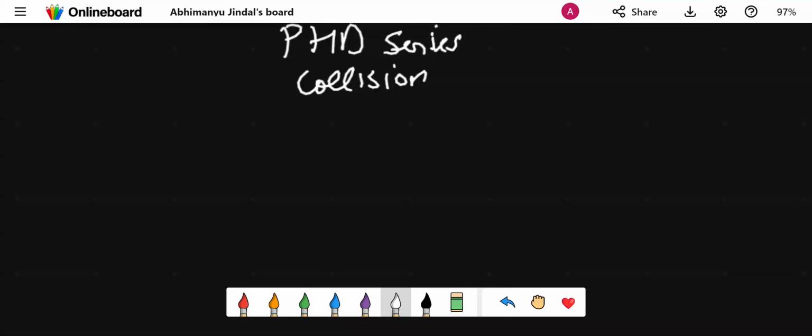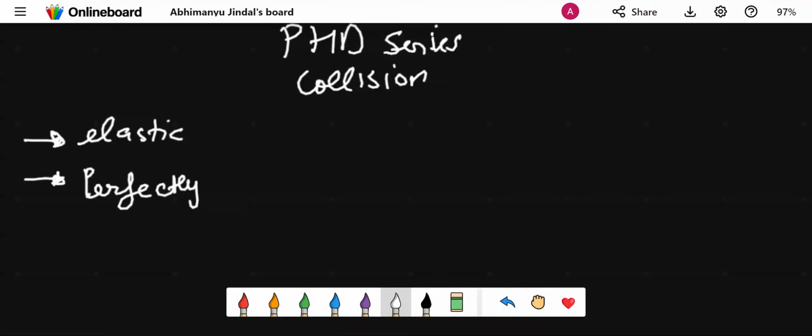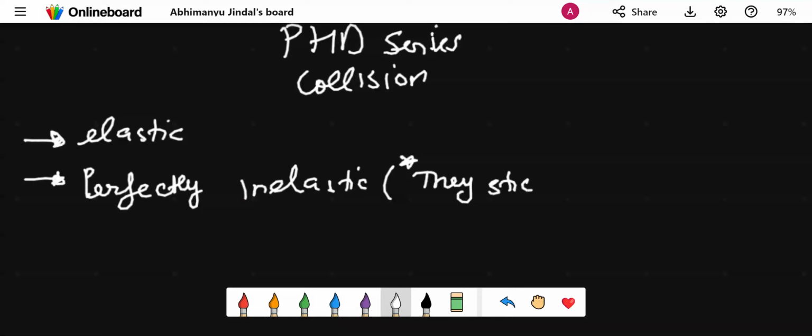So the first thing I want to do is categorize collision into four. No, there are three types of collisions. The first one being elastic collision, the second one being inelastic collision. This one's perfectly inelastic. Perfectly inelastic is wherein the particles stick together. Here, the key point is that they stick together and move as a whole.